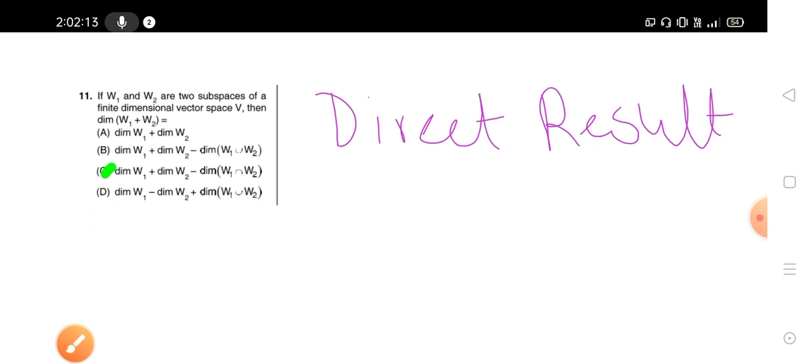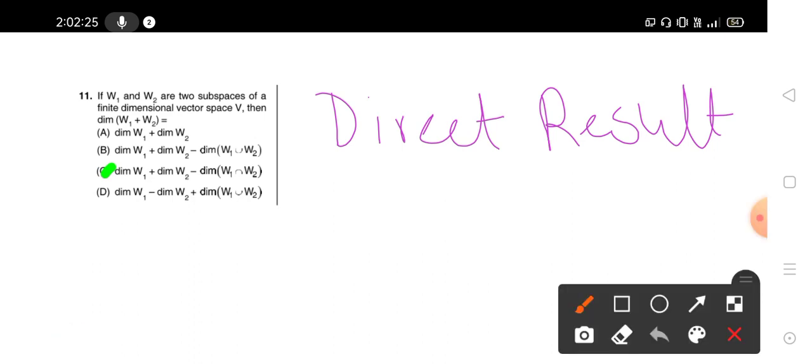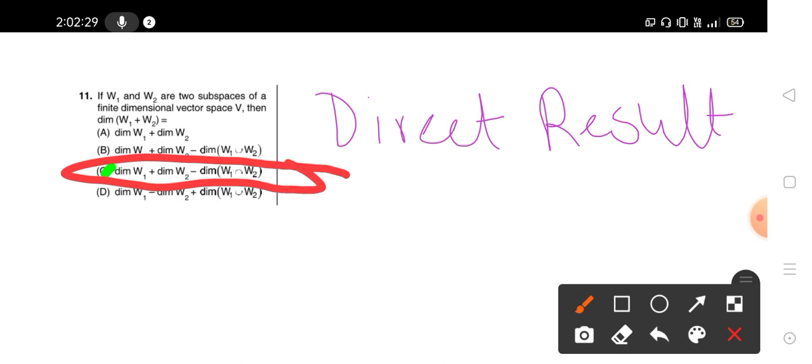Next question: if W1 and W2 are two subspaces of a finite dimensional vector space V, then the dimension of W1 plus W2 equals the dimension of W1 plus the dimension of W2 minus the dimension of W1 intersection W2. This is the direct result.